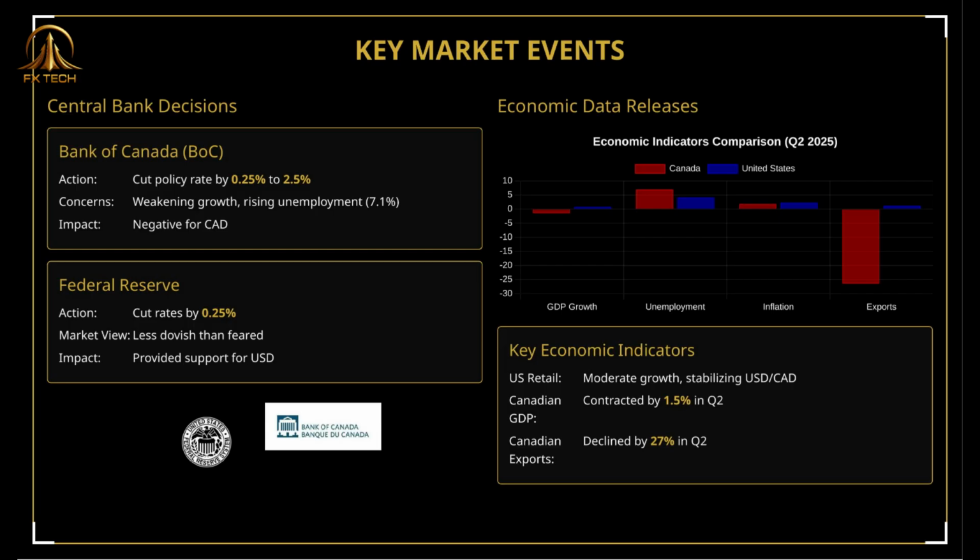Economic data releases have shown a stark contrast between the two economies. Canadian GDP contracted by 1.5% in Q2, with exports declining by a significant 27%. In contrast, US data has been more resilient, with moderate growth in retail sales helping to stabilize the USD/CAD pair.